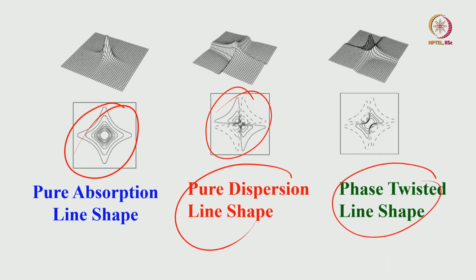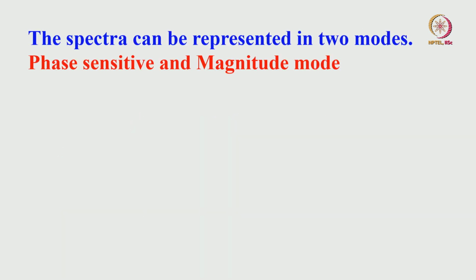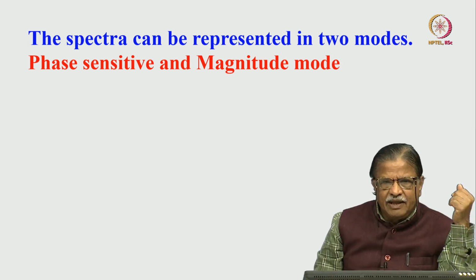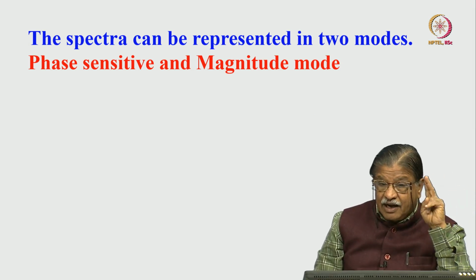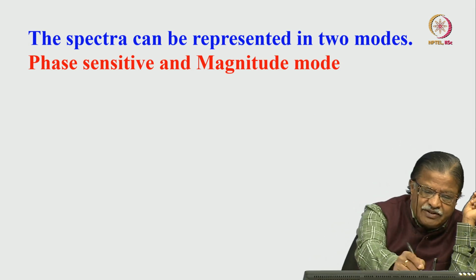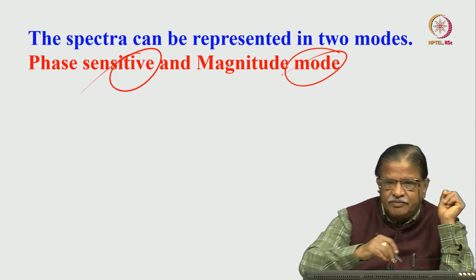These are the 3 different types of spectrum depending upon the type of experiment you do. That is whether you are doing the magnitude type experiment or phase sensitive experiment, or whether you are processing it to get the double absorption line shape. That's what matters. So always 2D spectra are represented in 2 ways. One is phase sensitive mode, other is magnitude mode.